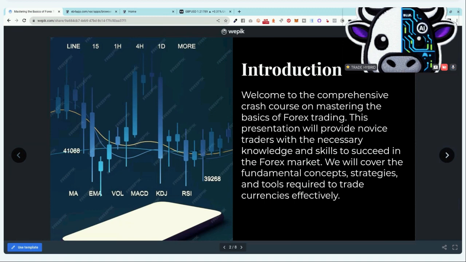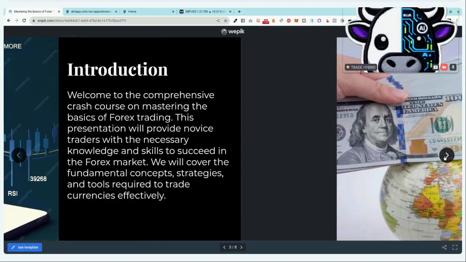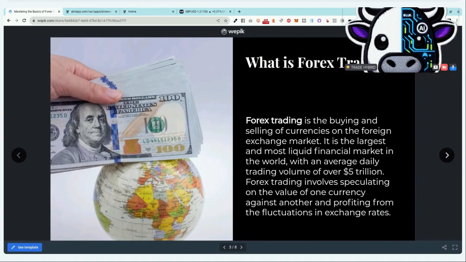Now, I want to make sure you guys know this. Forex trading is the buying and selling of currencies on the foreign exchange market. It is the largest and most liquid financial market in the world, with an average daily trading volume of over $5 trillion. Forex trading involves speculating on the value of one currency against another and profiting from the fluctuations in exchange rates.